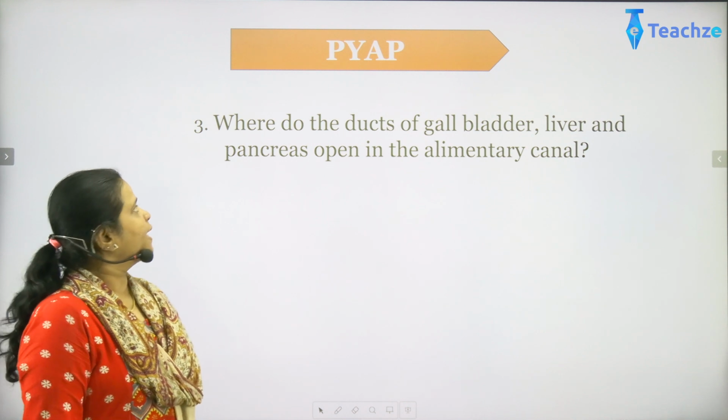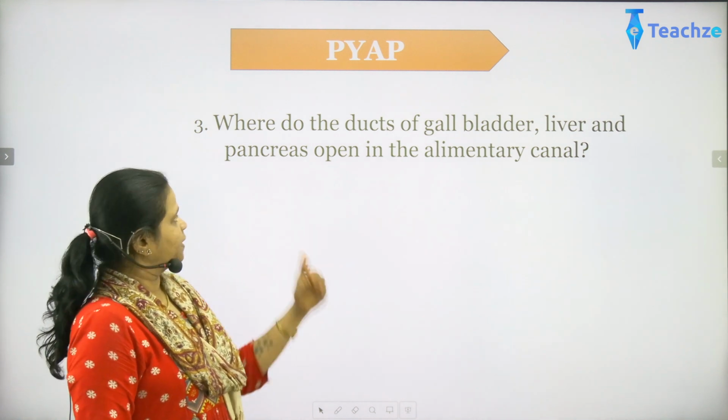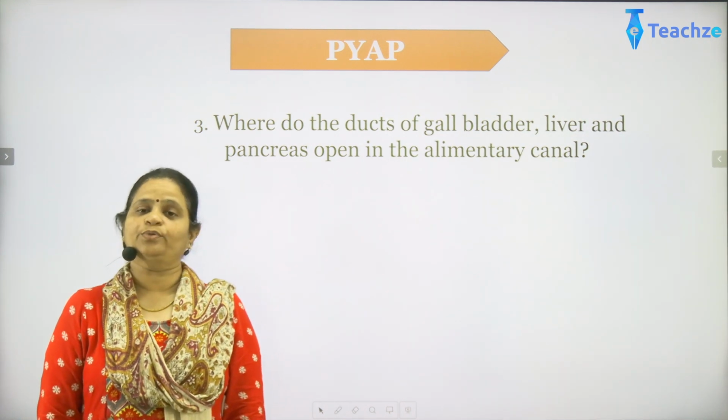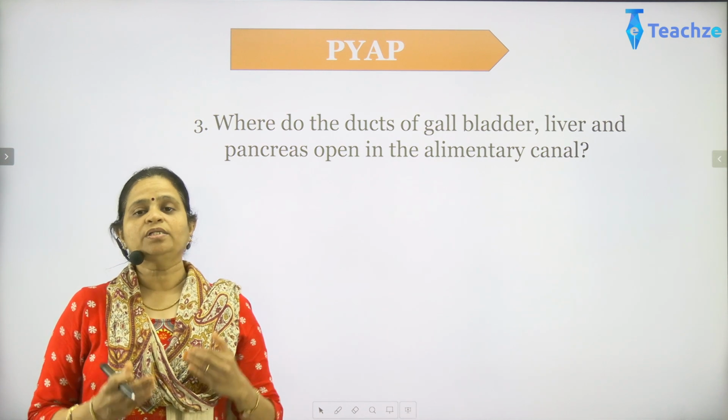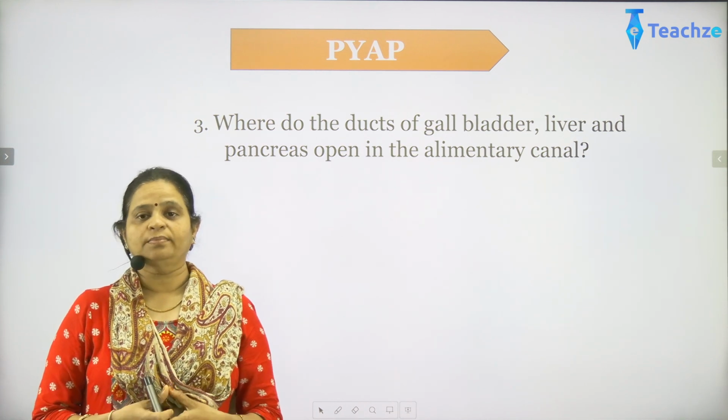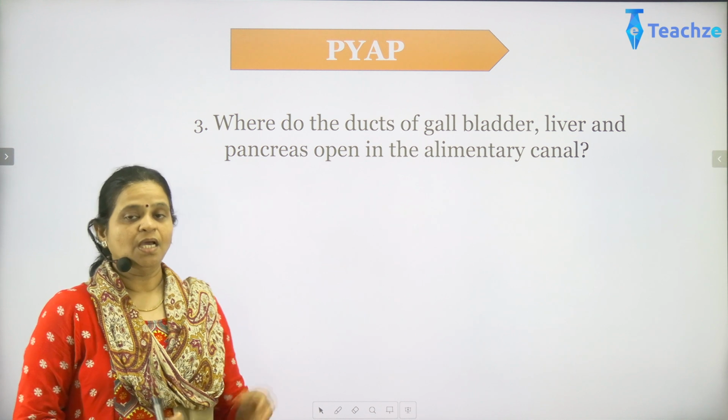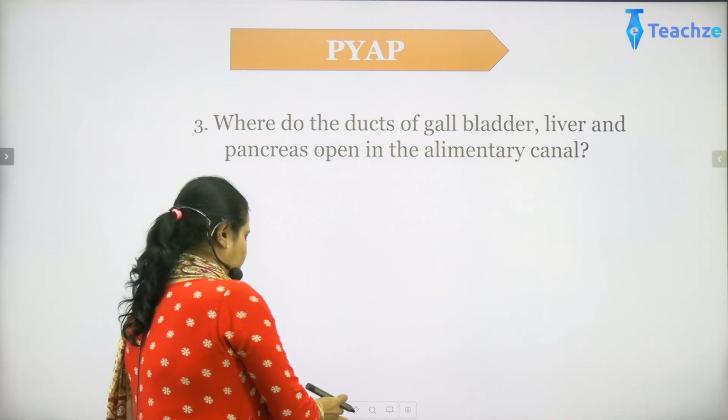The next one: where do the ducts of the gallbladder, liver and pancreas open into the alimentary canal? They all join together to form a common hepatopancreatic duct which opens into the duodenum.